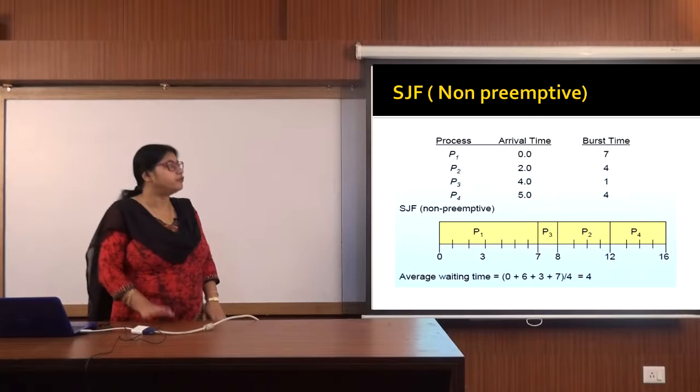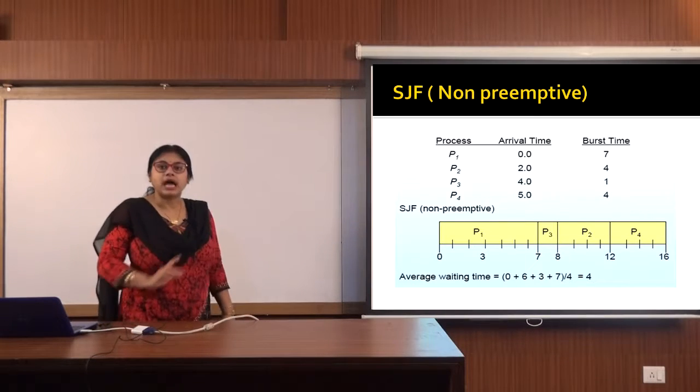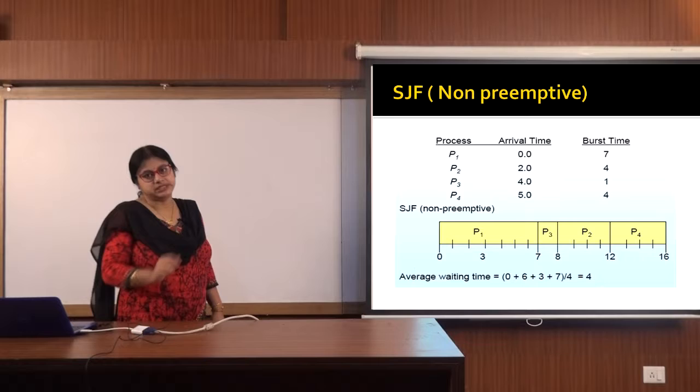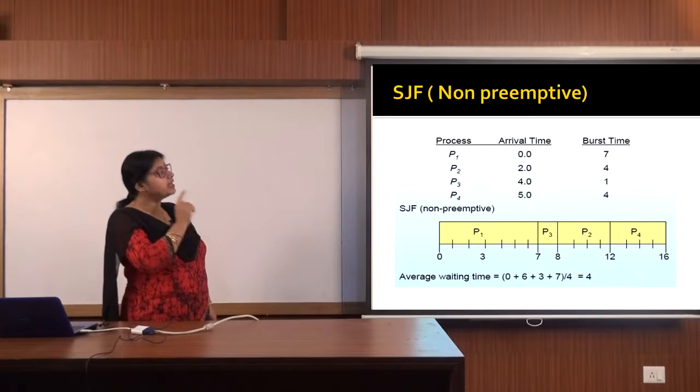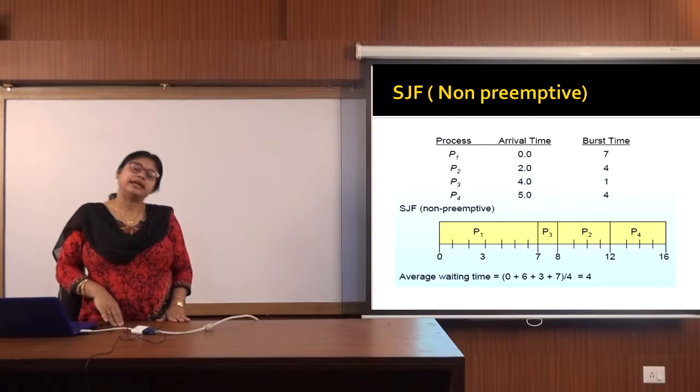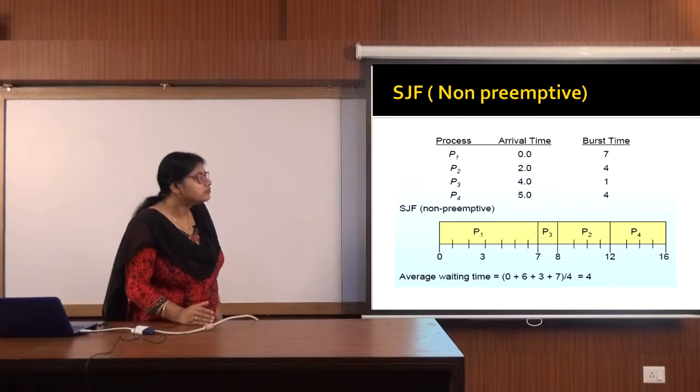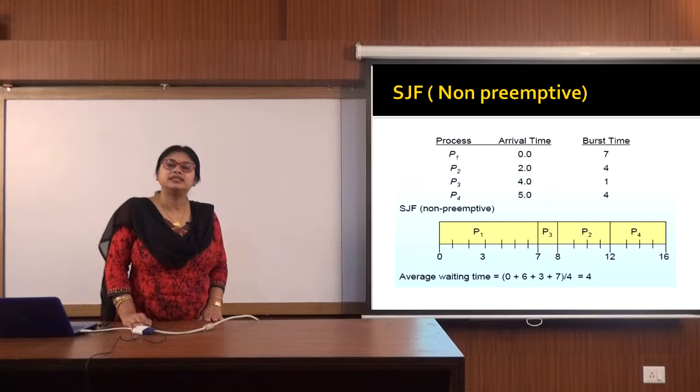And lastly P4. P4 starts its execution at 12 millisecond time period in the Gantt chart. But you see what is the arrival time for P4? That is 5 millisecond. So 12 minus 5 equals 7 is the waiting time for P4.